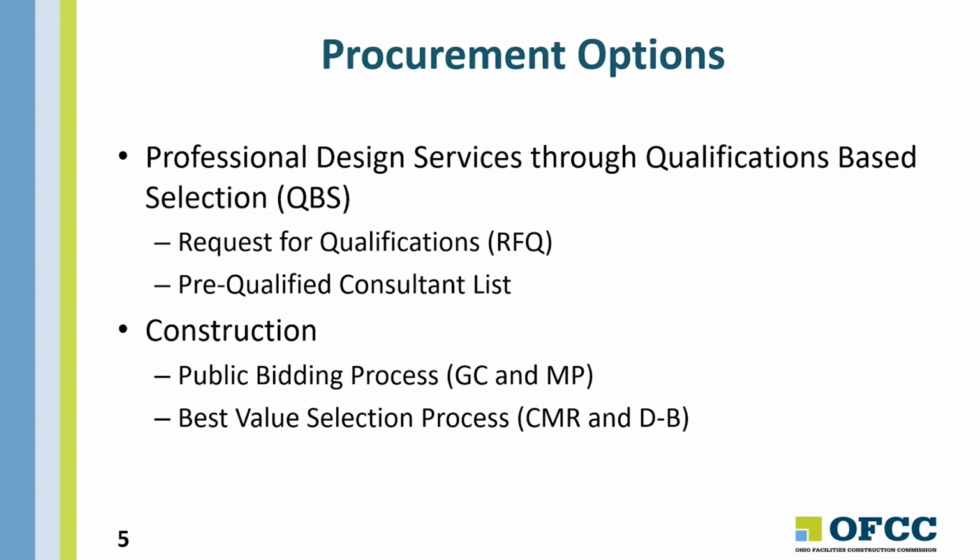For construction, we have the public bidding process, general contracting, and multiple prime, and that is considered a competitive bid by the controlling board. We also have for CM at risk and design build something called the best value selection process, which is a combination of qualifications and price.